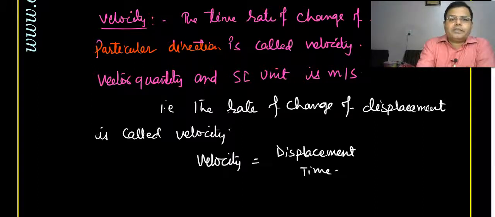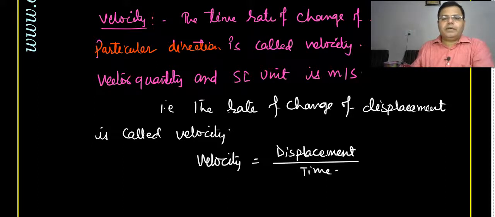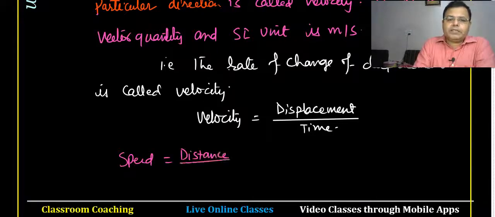I hope you are getting this point. Because displacement is a vector quantity, velocity is also a vector quantity. I hope you got it. So that is the basic difference between speed and velocity. Speed is nothing else but distance upon time, actual path distance upon time, whereas velocity is displacement upon time.